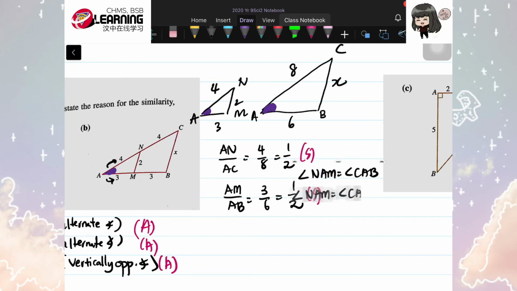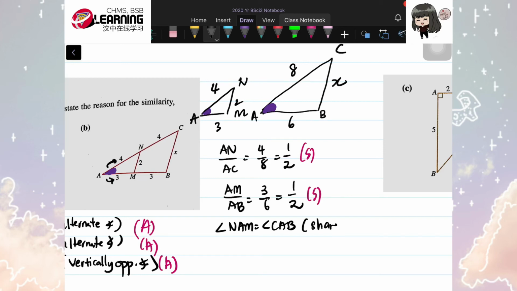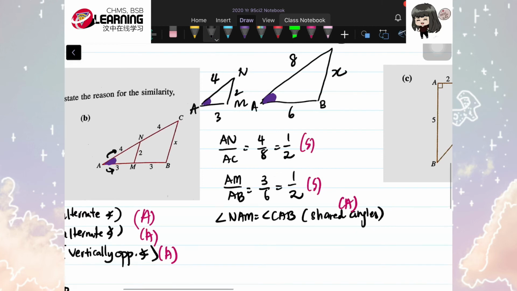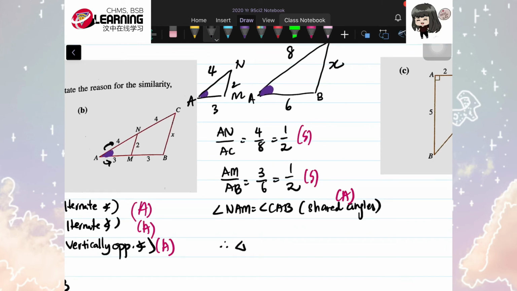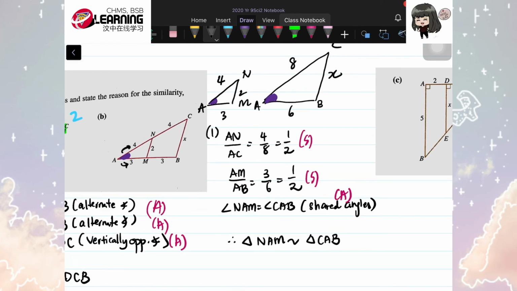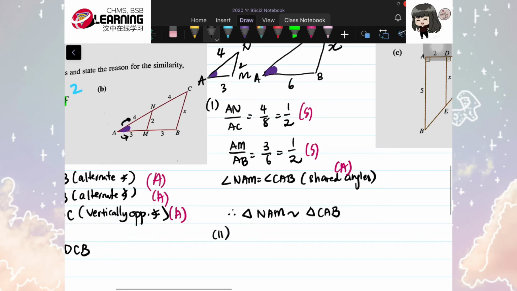Okay, I would write this one down here. NAM and CAB, they are equal because they share a common angle. Okay, so this one is under A, so SAS. Therefore the triangle NAM is similar to triangle CAB. Okay, so this is part 1.